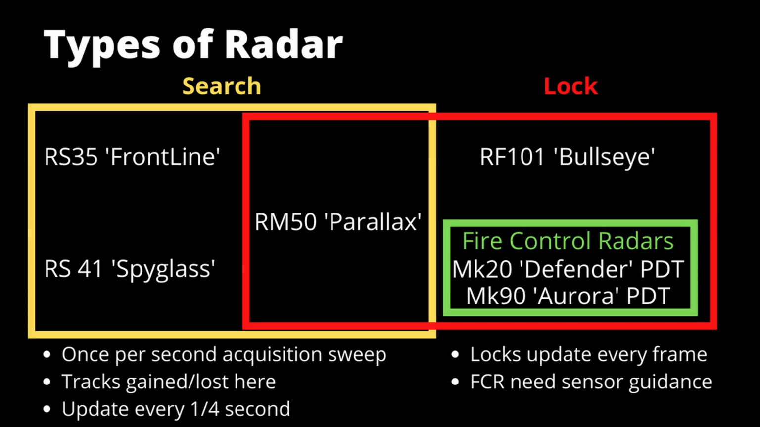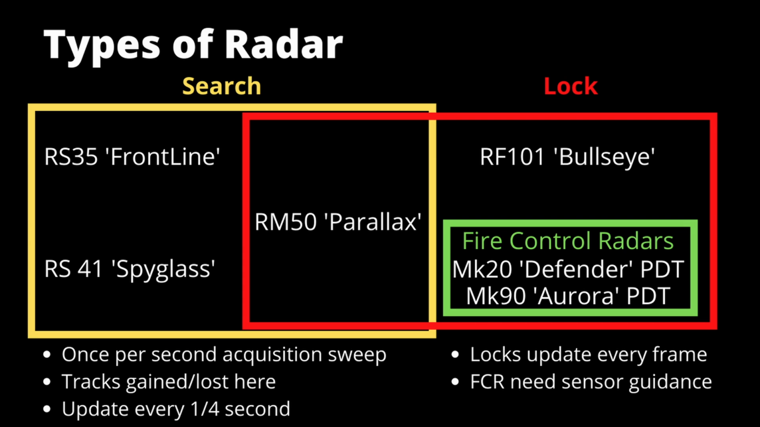The Parallax is a hybrid of both the search and the lock radar types. It can not only find its own targets, but it can lock those targets as well, providing increased utility as a multifunction radar. And then we come to the locking radars. The lock radars, being the Bullseye and the fire control radars, need to be queued up or have the search radars present a track to them before they can lock them. The Bullseye will be able to provide highly accurate information to the sensor network, so all ships firing on that will be able to have a very accurate firing solution.